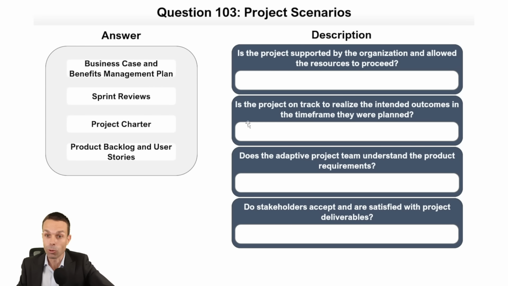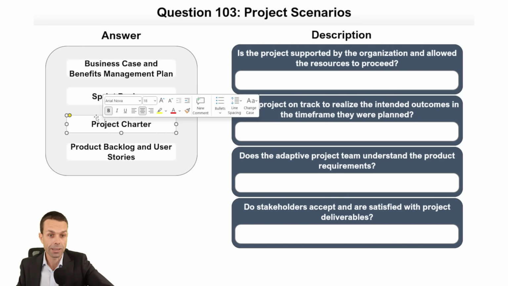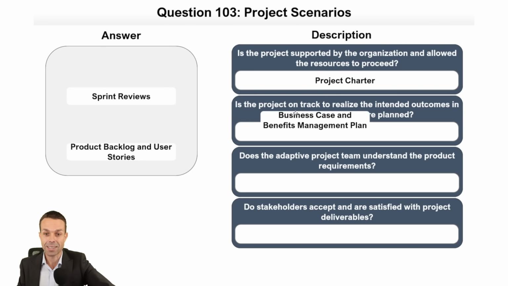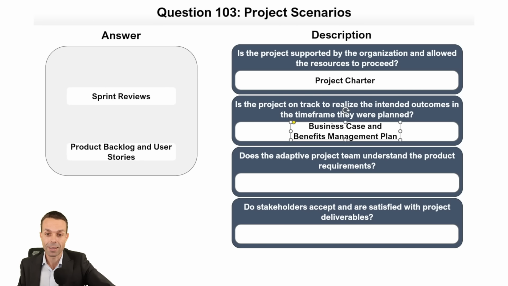Is the project supported by the organization and allowed the resources to proceed? We're going to need the project charter to initiate our project. Is the project on track to realize the intended outcomes in the time frame that we planned them? We're going to need our business case and the benefits management plan. That shows us who tracks the benefits, how we track them, what time frame we want to realize the project benefits in. So that's pretty good.